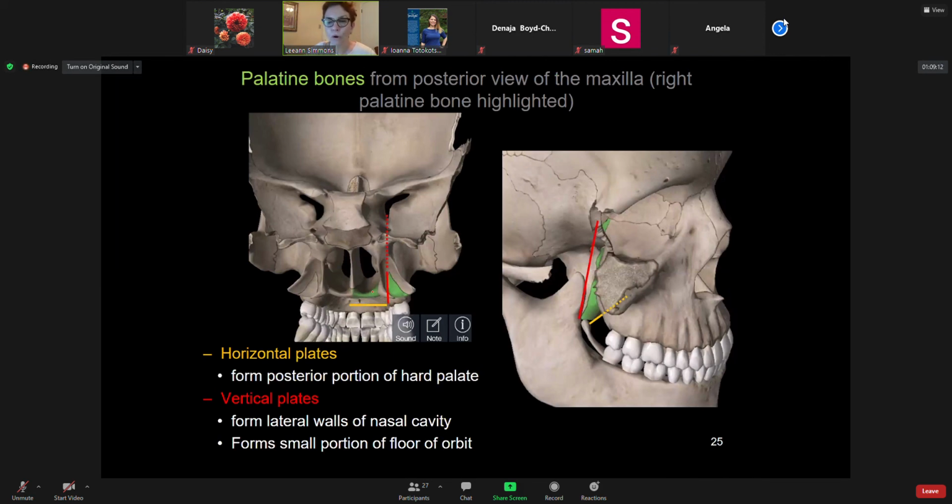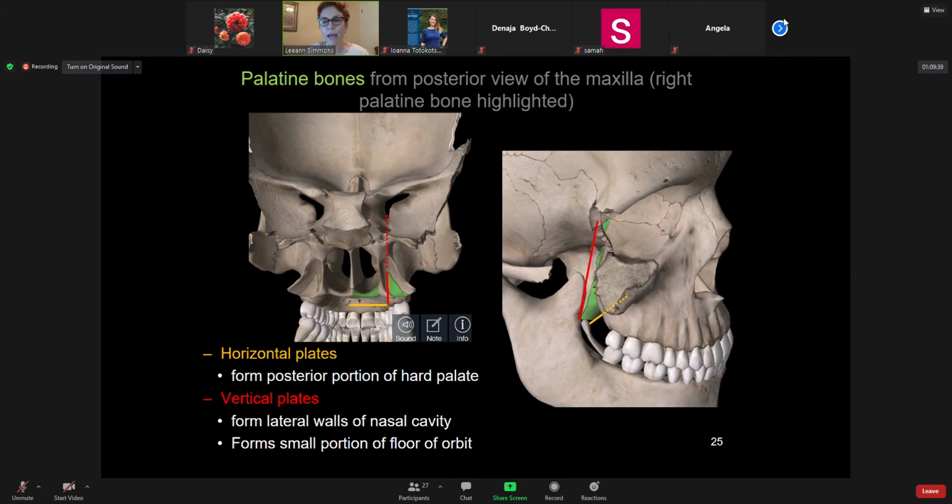So these horizontal portions indicated here by this yellow line are the horizontal plates of the palatine bone. You see the base of them here laterally, and then I have a dotted line in yellow indicating that it travels medially to the midline of your hard palate also. It's a very three-dimensional bone.